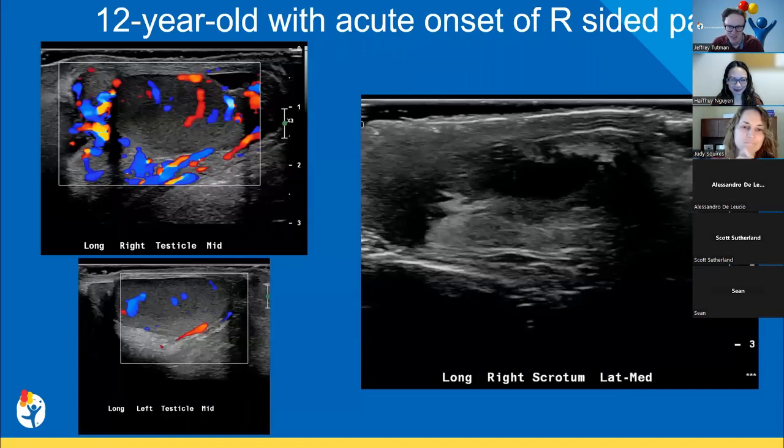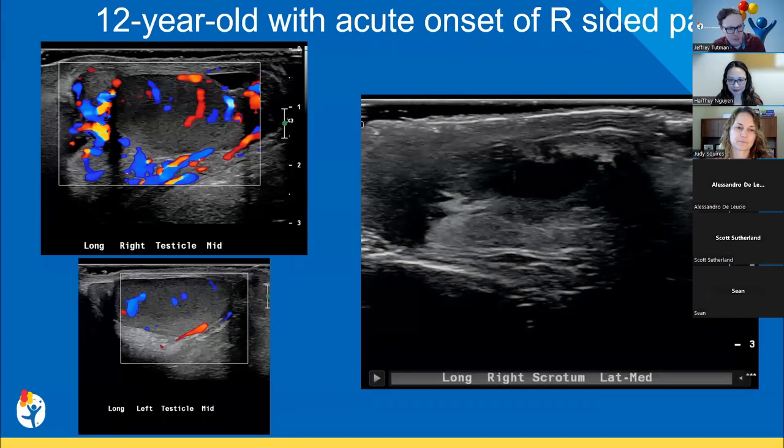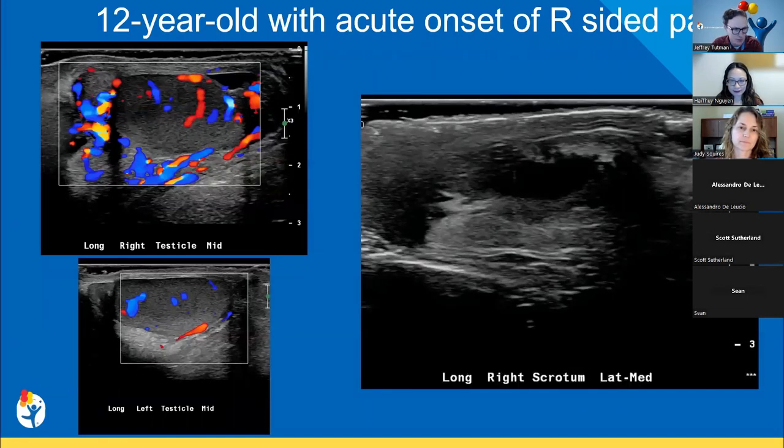All right, so let's get into a couple of different case discussions. This is a 12-year-old who presented with acute onset of right-sided pain. This is a very bread and butter type case, just a classic case of epididymo-orchitis. In our image on the top right, we have increased color flow within the epididymis itself and all the other paratesticular soft tissues. The testicle itself also has increased flow within it.